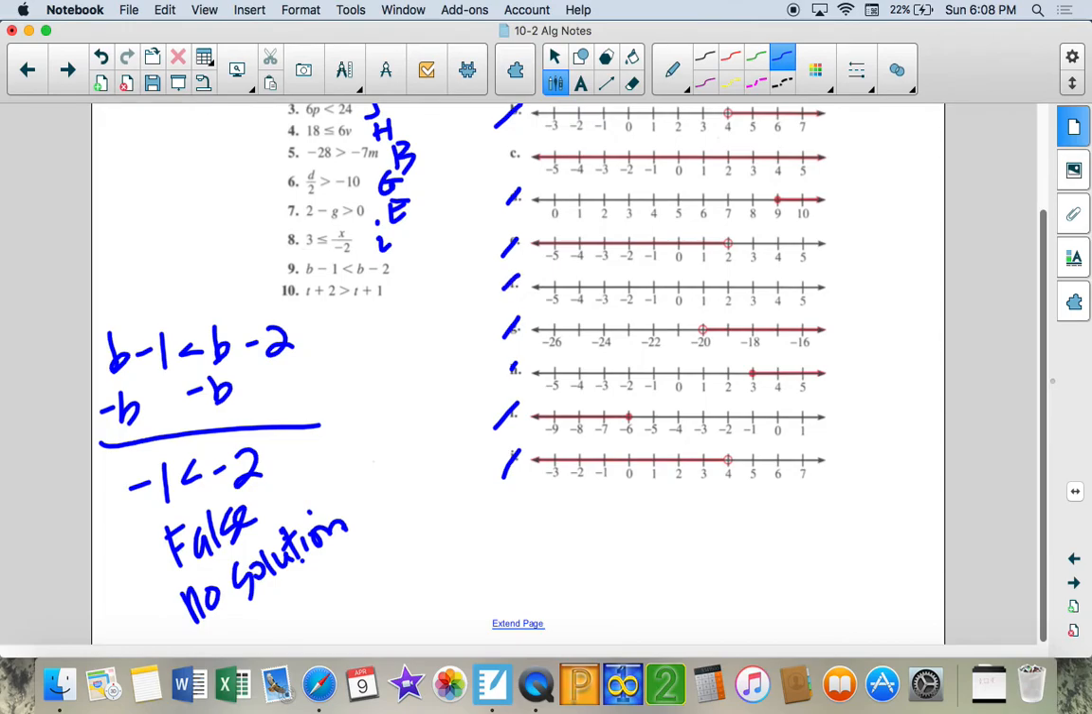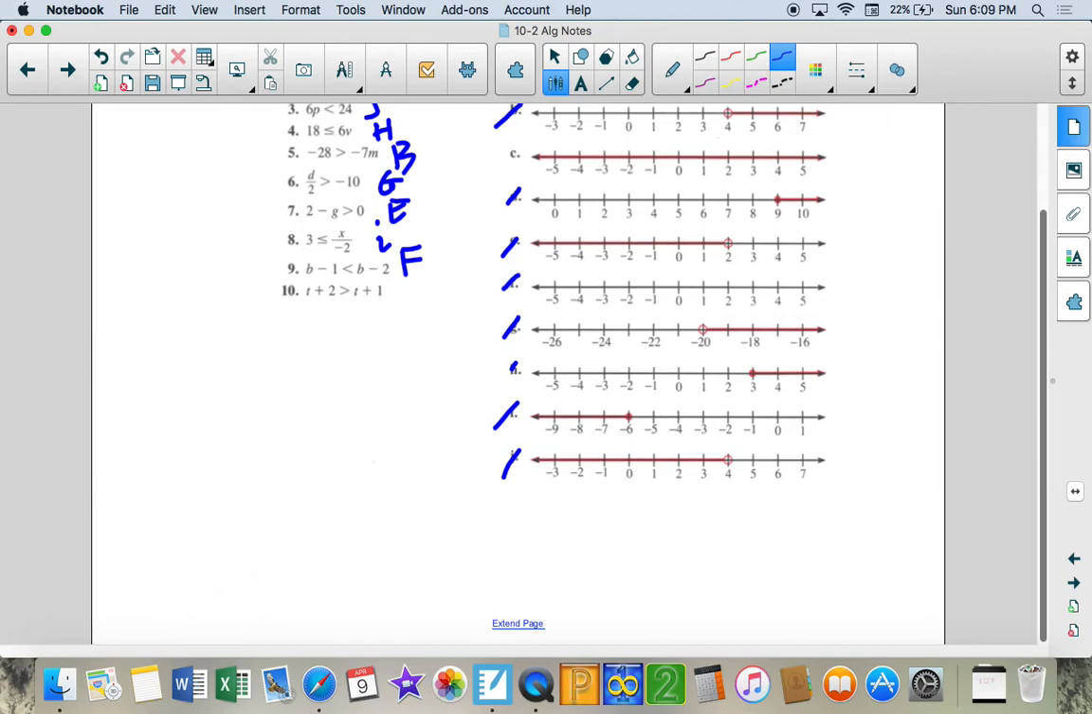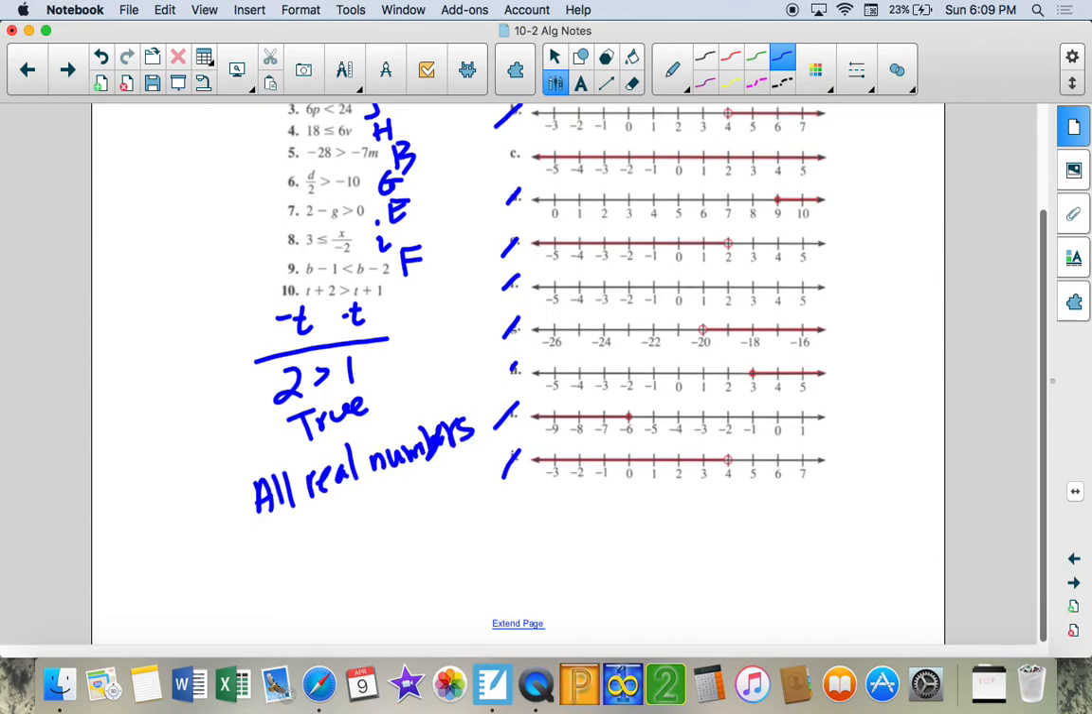Notice nothing is graphed on that number line. And on the flip side, when we subtract t, we always move the variable first. 2 is greater than 1. That's a true statement, so all real numbers, meaning we can plug in any number on the number line to make that statement true, and that would be C. And we notice that it is graphed like that.